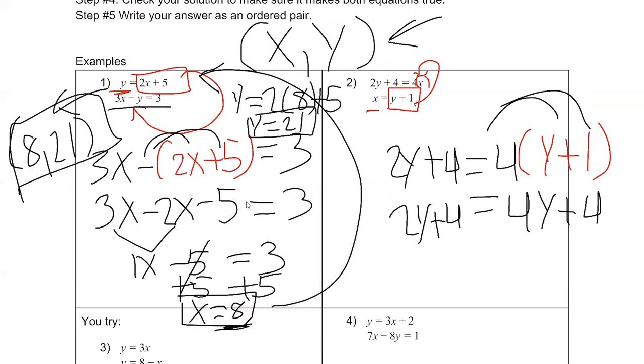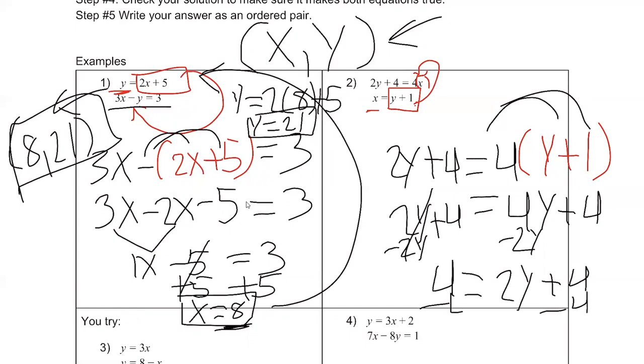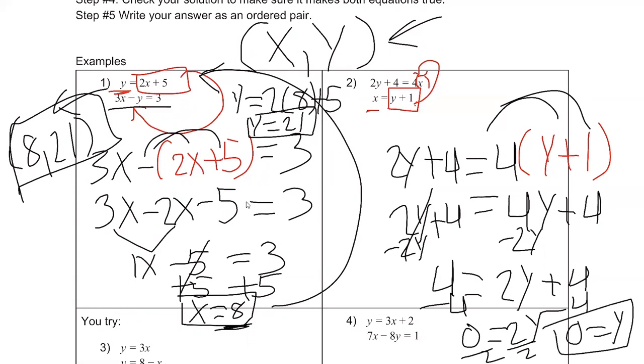So like I said, if you have variables on both sides, usually you want to move them to the same side. So usually I get rid of the smaller of the two. So on the left side, we would have 4y minus 2y is 2y. Don't forget that plus 4. You can subtract the 4 over. You would get 0 equals 2y. 0 divided by anything, sorry, is 0. So we know y is 0.